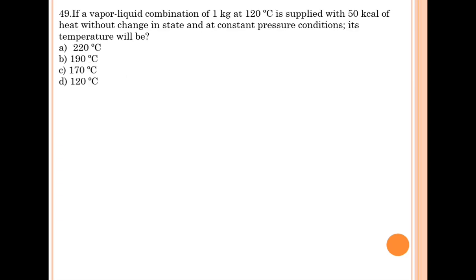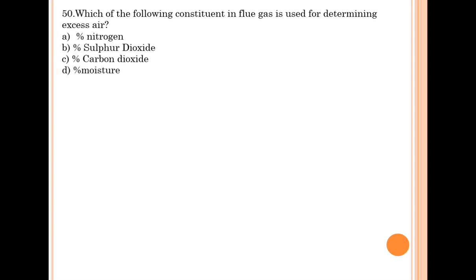Then 49. If a vapor liquid combination of 1 kg at 120 degrees centigrade is supplied with 50 kilocalorie of heat without change in state and at constant pressure condition, its temperature will be, the answer should be 120 degrees centigrade, because here it is already given that the vapor liquid combination of 1 kg is at 120 degrees centigrade, and the enthalpy, if we see from the diagram, it should be 120 degrees centigrade. So option D is the right answer.